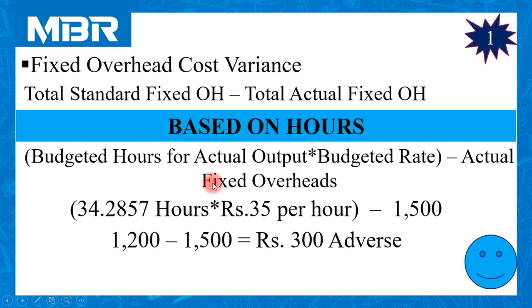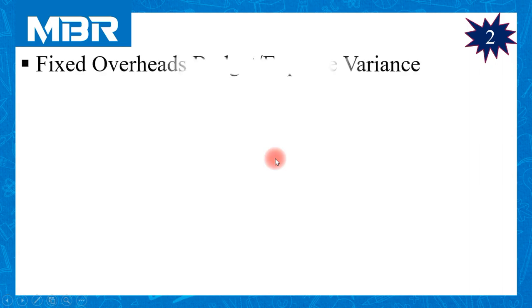In this question, instead of three methods to calculate fixed overhead cost variance, we can use only two methods. The third method is calculation of fixed overhead cost variance based on days, but information of days is not given, so we cannot calculate fixed overhead cost variance using the information in days. So we can calculate using two methods, based on output and based on hours. Let us move to the second variance.